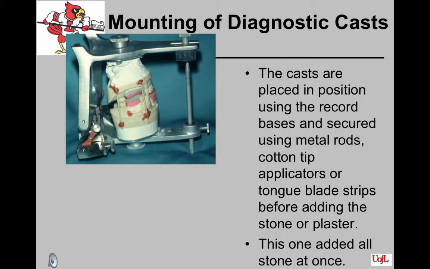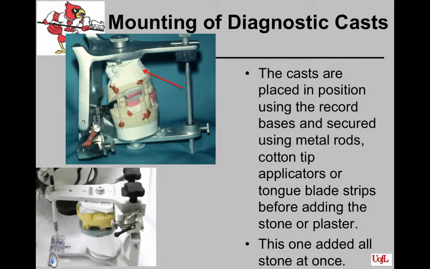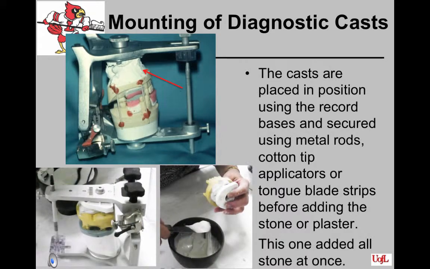You now add the plaster, and this one in particular shows that the student tried to add all of the plaster at once rather than adding a small amount and then going back and finishing the cast mounting. This is much more difficult to clean up and takes far more time than if you add a little bit to get the cast secured to the articulator and then go back and finish it up after the fact.